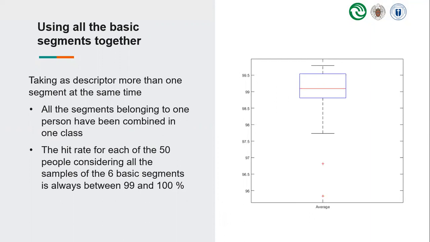This figure shows the results of one series that correspond to the evaluation of the 50 individuals. Each value of the series in this figure represents one person's results, and it is calculated as the average of the results obtained from the evaluation of the descriptor for the 100 balanced groups that belong to that person. It can be seen that there is low data distribution dispersion. In fact, 75% of the values can be found about 98.8%. The hit rate obtained for each of the 50 people, considering all the samples of the 6 basic segments, is always between 99 and 100%.